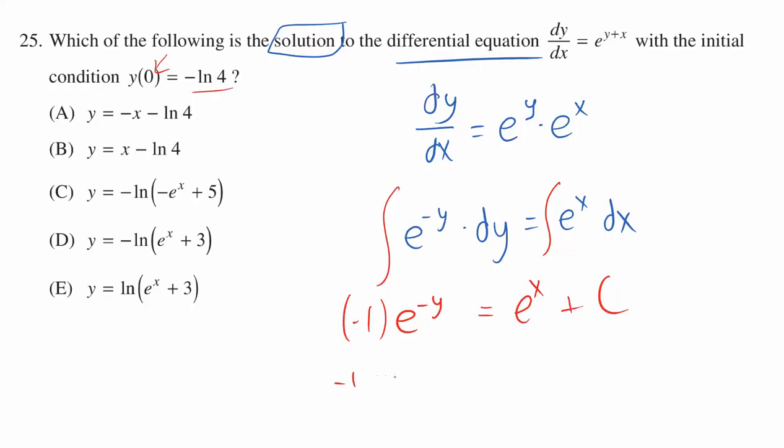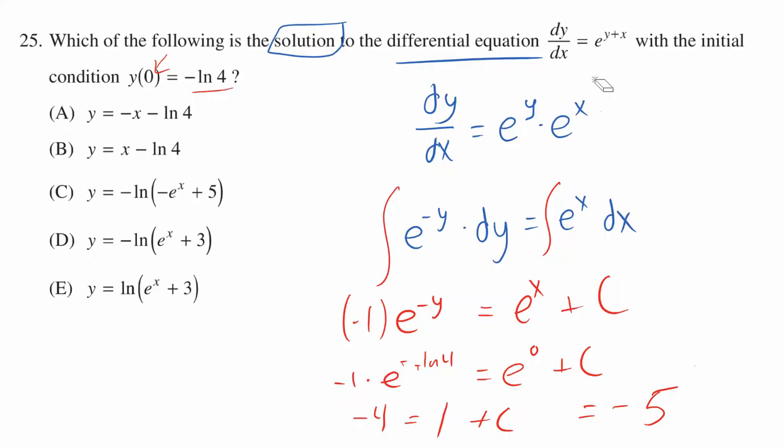Negative 1 times e to the negative natural log 4 equals e to the 0 plus c. The negative, of course, becomes a positive. e to the natural log 4 is just 4 with the negative here. So negative 4 equals 1 plus c. So c equals negative 5. So let's go ahead and finish this problem.